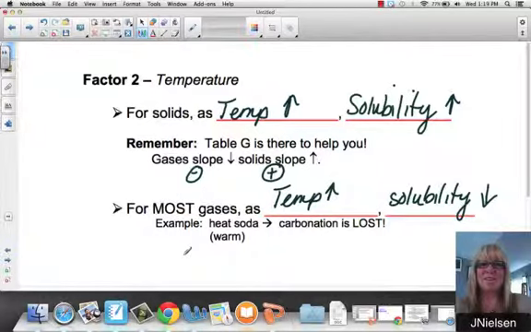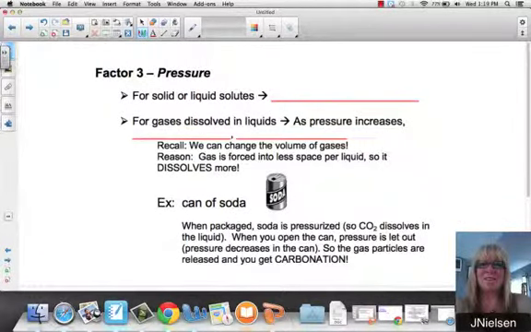And we've talked about soda. If you have a glass of soda in the refrigerator and a glass of soda on the counter, the one in the refrigerator is going to keep the carbon dioxide in it longer than the one on the counter, because at warmer temperatures, gas molecules spread out and it comes out of solution. Pressure. For solid or liquid solutes, gas isn't going to have an effect. I'm just going to put little to no effect.